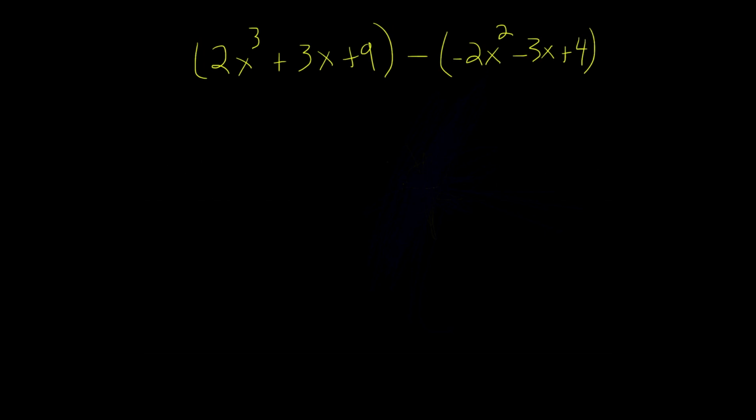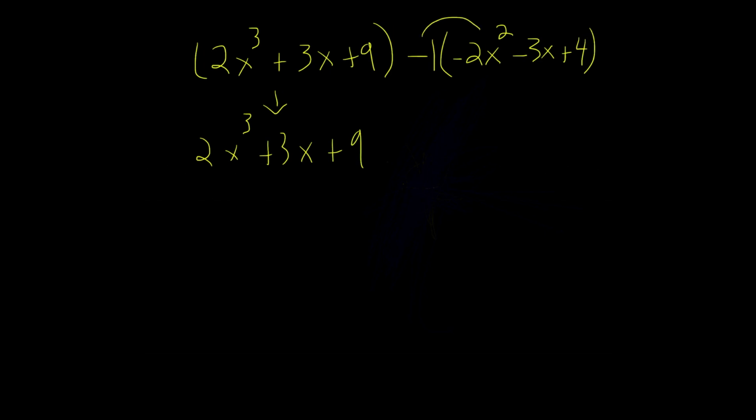All right, so now let's try to do this problem. We have 2x to the power of 3 plus 3x plus 9 minus negative 2x squared minus 3x plus 4. So let's first write our first expression here, 2x to the power of 3 plus 3x plus 9. Let's just write this down here because this doesn't change. This just stays the same because we're not distributing anything.